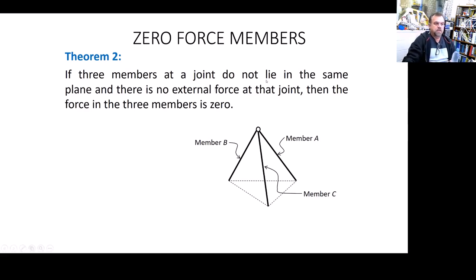In a joint, if they do not lie in the same plane, because if they lie in the same plane, then we have to go back and apply the rule for planar trusses. If the three of them don't lie in the same plane, two of them, of course, are going to lie in the same plane, but the third one is not lying in the same plane, and nothing else is there, then all of them are zero.